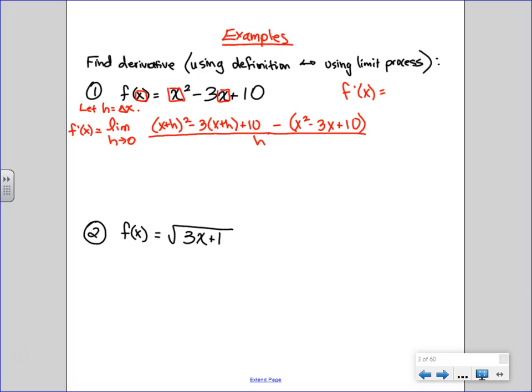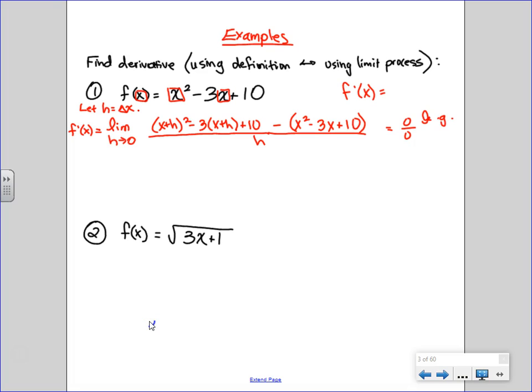h. What would happen right now if we were to plug in, and it always happens with a difference quotient? That'd be x squared minus x squared. That'd be minus 3. If I plugged in, h is 0. That'd be minus 3x and plus 3x, plus 10 minus 10. Uh-oh, I have 0 over 0. It's going to always happen with the difference quotient. We got to keep going.